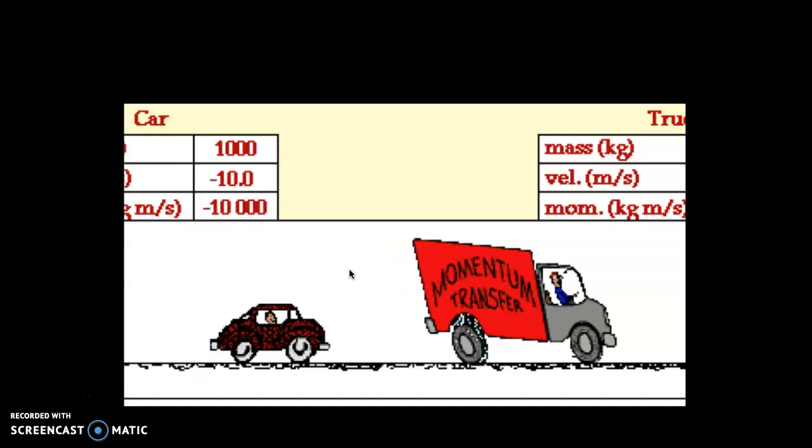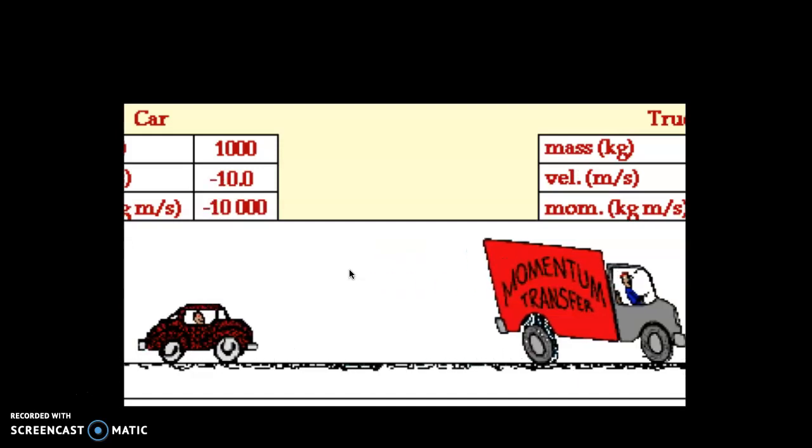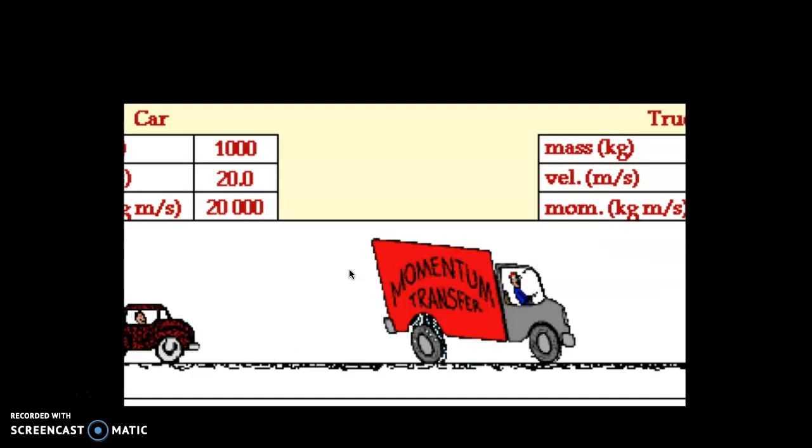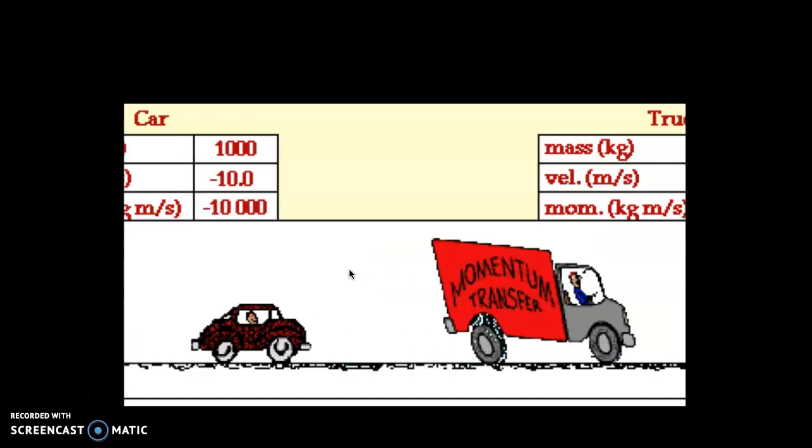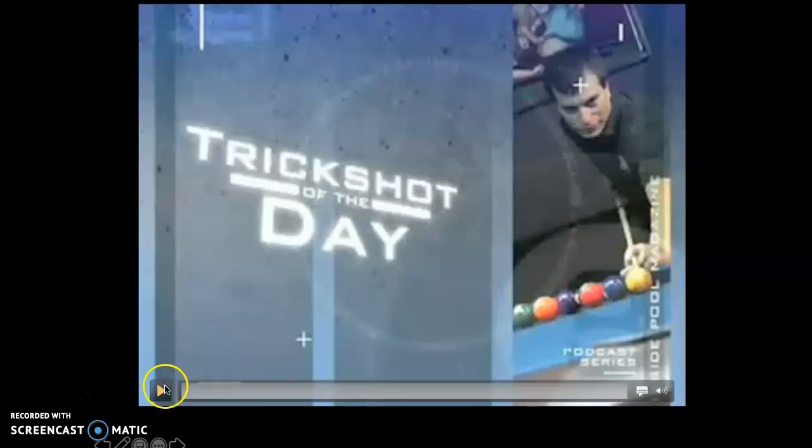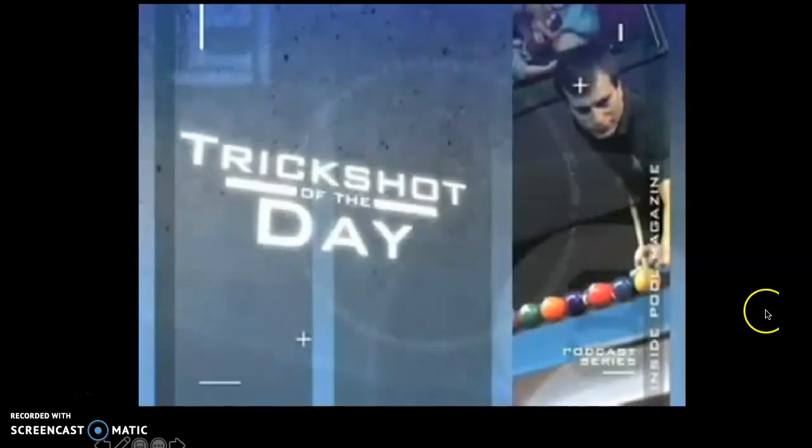So these examples could be inelastic, they could be elastic. You really have no idea just by looking at them because they look exactly the same. This is another fun video with pool trick shots.